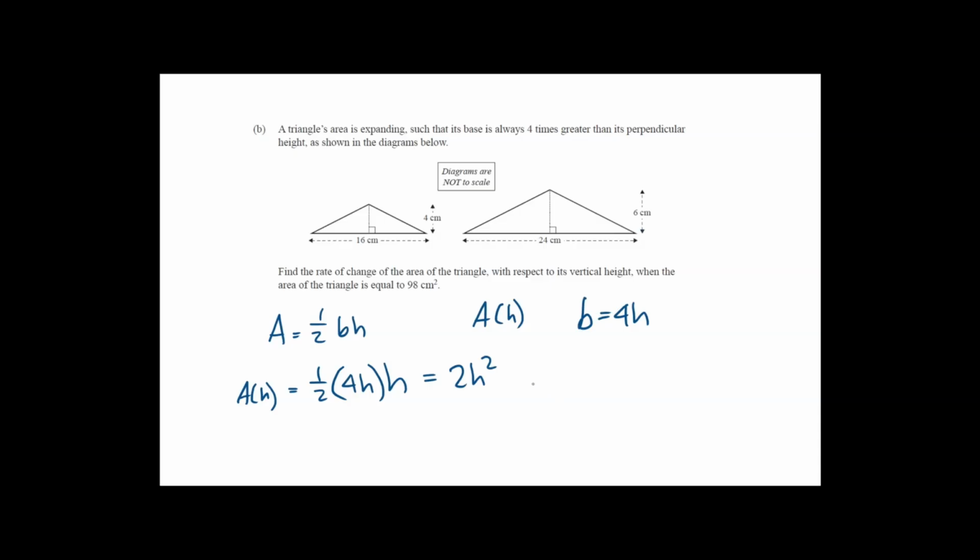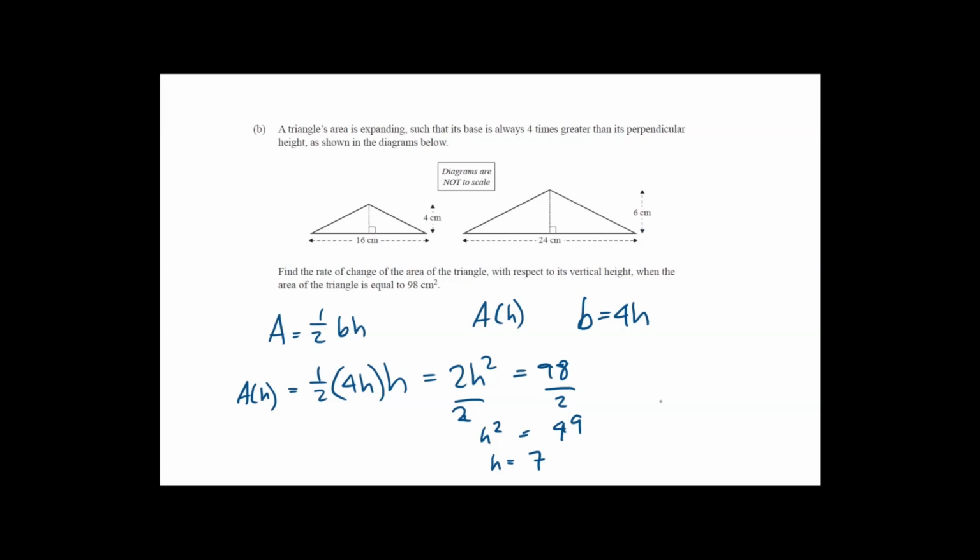So then they want us to find the rate of change in the area of the triangle. So they want us to set that equal to 98 and solve for h. Okay, so divide that by 2. So h squared is going to be 49. Oh, that's nice. h is going to be 7. Now it's going to be plus 7, we can't have negative values.